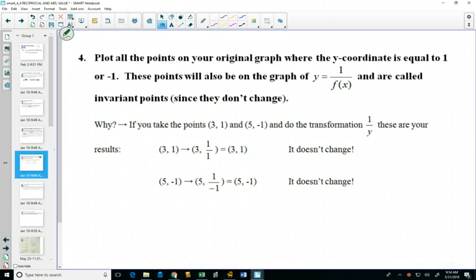Step 4 and 5, I'm going to relabel as nice points. And nice points are just any point that you can find on your original graph. Now, some points don't change, and they're called invariant points. If I had (3, 1), it would change to (3, 1 over 1), which stays (3, 1). And if I had (5, -1), it would change to (5, 1 over -1). And then that one wouldn't change either. So some nice points end up not changing whatsoever.